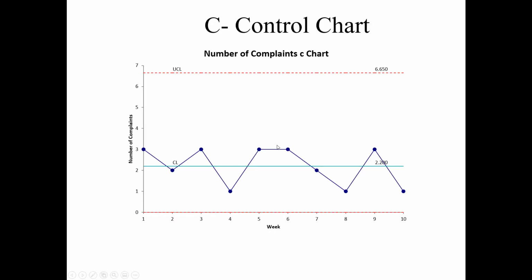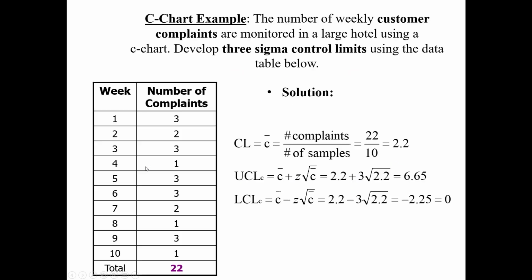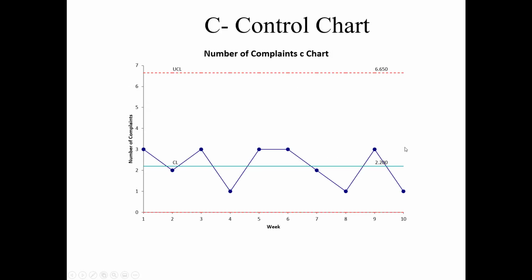When we sketch it using the QI Macros, the Lean Six Sigma software, which is an Excel add-in, it will give us this chart. We can see all the observations are in control. So this is our line. This is our C bar, 2.2, the central line. Our upper control limit is 6.65, and the lower control limit is equal to 0.